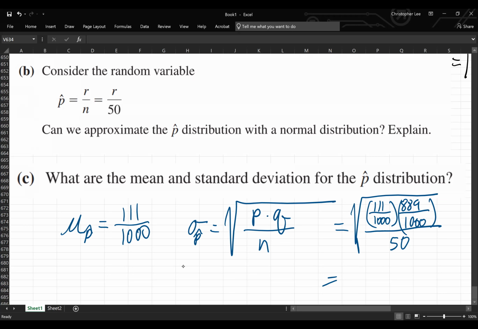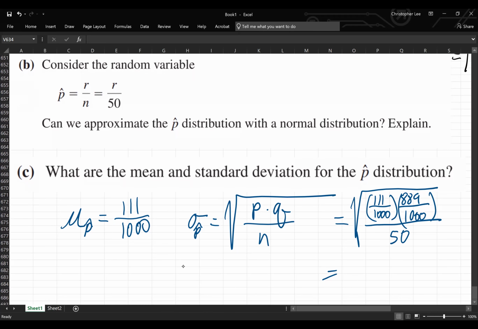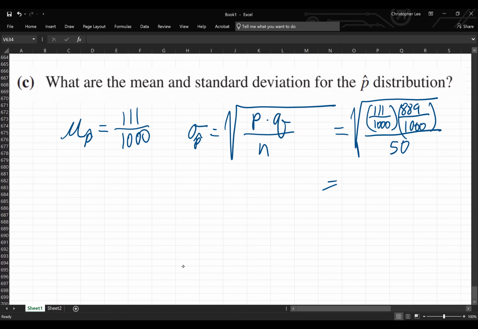The carrot, because it's P hat. That's what it's called. It's the probability of success from the binomial distribution. And it's in chapter 7 at the bottom, like the last 2 formulas.